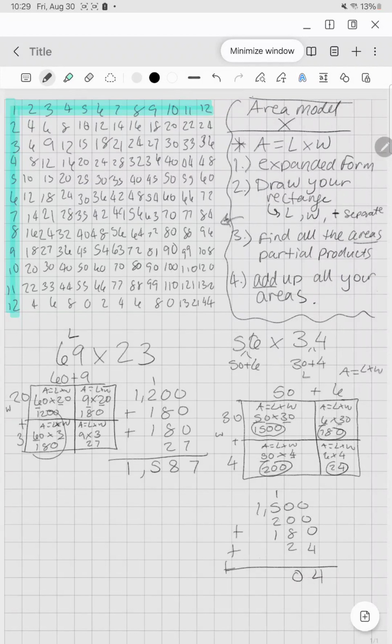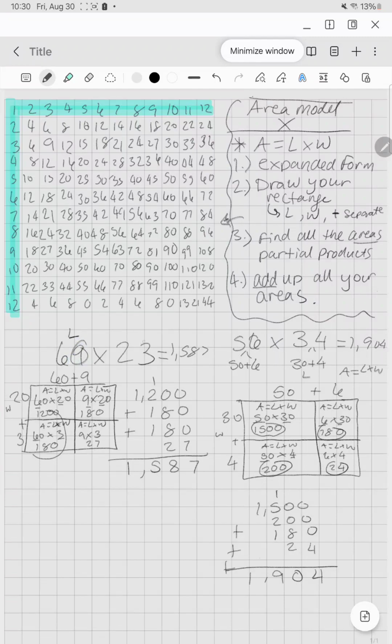So 5 plus 2 is 7. Plus 1 makes 8. And another makes 9. And this one, I bring it down. So my answer to this is 1,904.